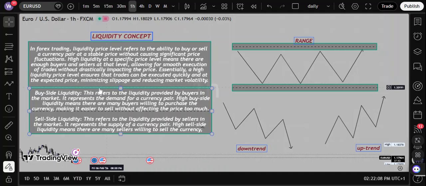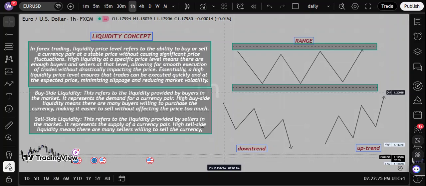We have the buy side liquidity, which refers to the liquidity provided by the buyers in the market. It represents the demand for a currency pair. High buy side liquidity means there are many buyers willing to purchase the currency pair, making it easier to sell without affecting the price too much. Buyers position themselves in a support area. So whenever you see a support area or a demand area, most likely we have liquidity resting at that point. It means there are a lot of buyers resting their positions at that point. So whenever price gets to that level, we tend to see price rejecting that level and going in bullish momentum.